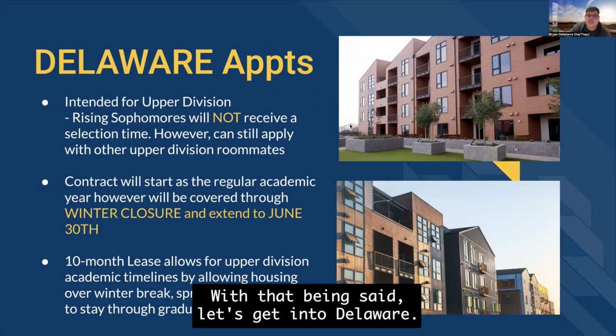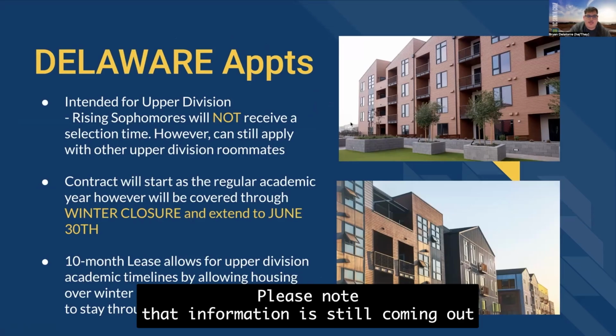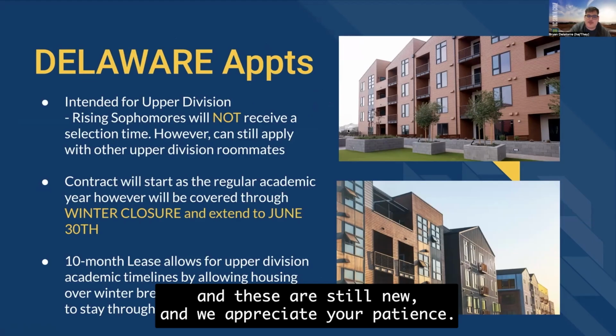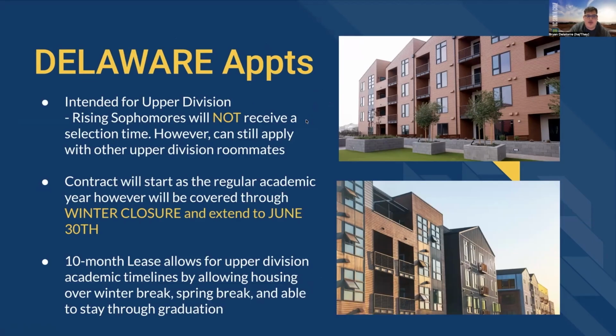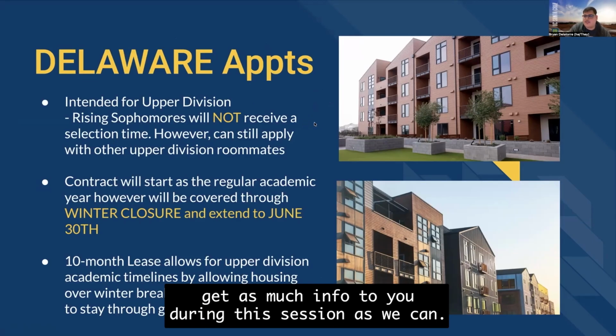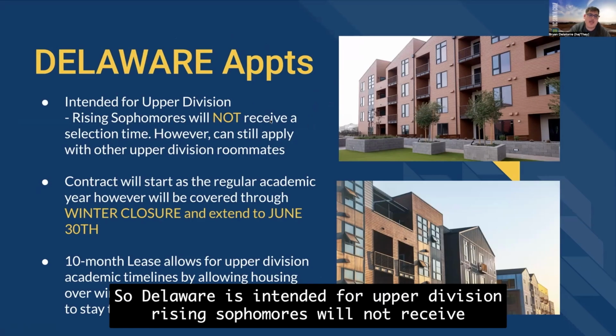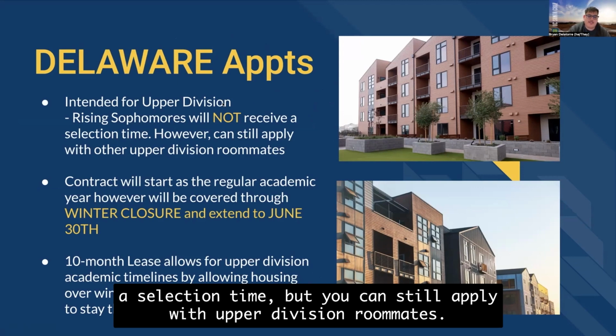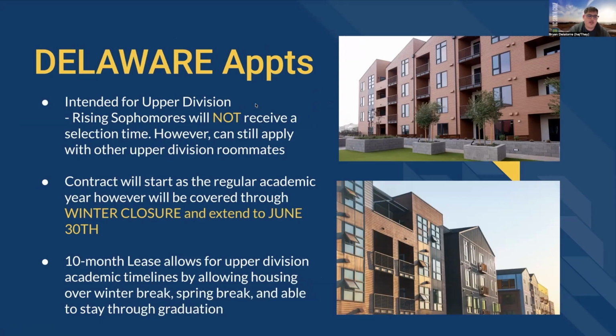With that being said, let's get into Delaware. Please note that information is still coming out and these are still new and we appreciate your patience. But we'll try to get as much info to you during this session as we can. So Delaware is intended for upper division. Rising sophomores will not receive a selection time, but you can still apply with upper division roommates.